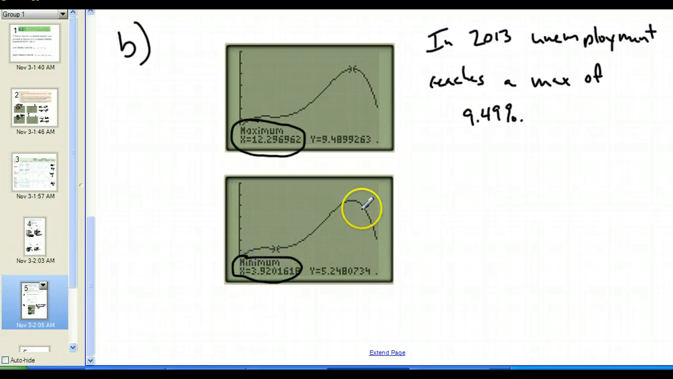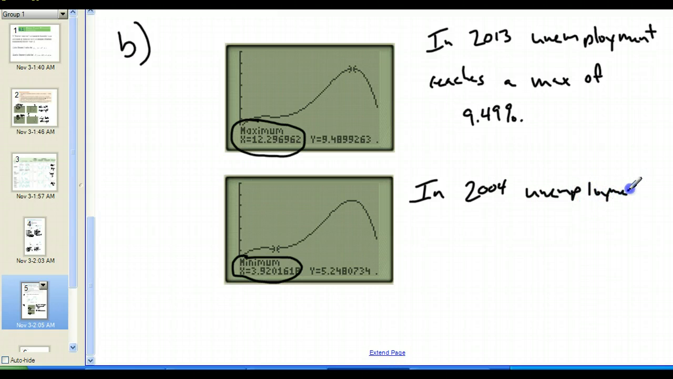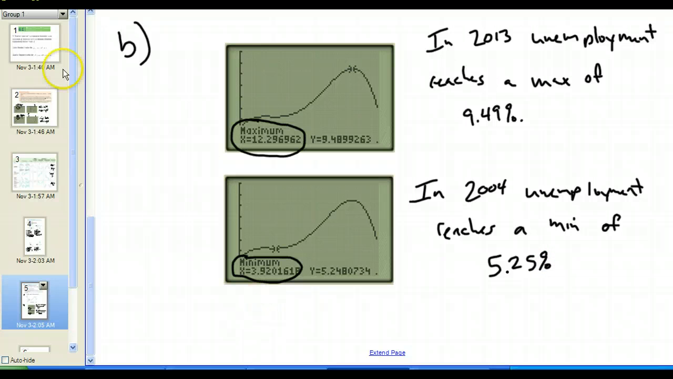Then the same thinking as before. If 0 is the end of 2000, then 3 is the end of 2003, so this is sometime in 2004, nearly the end of 2004. So sometime in 2004, unemployment reaches a minimum of roughly 5.25%, to 2 decimal places.